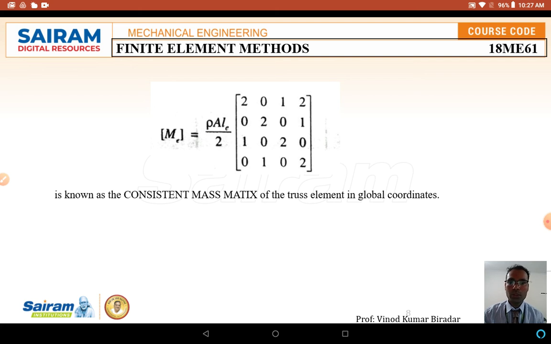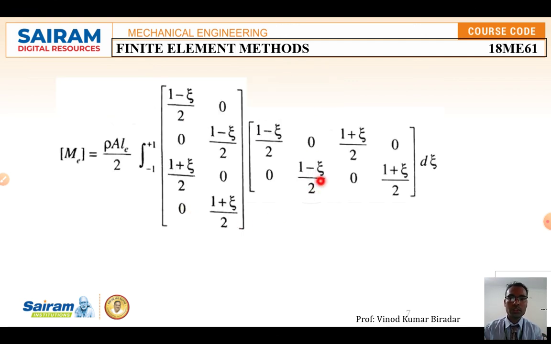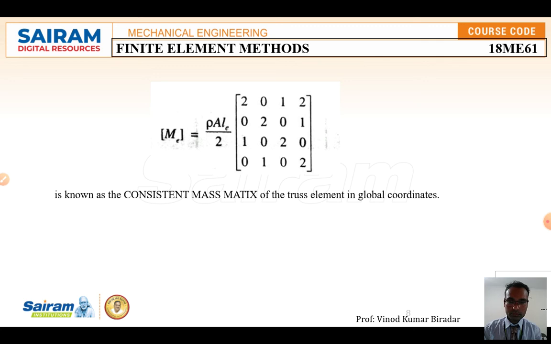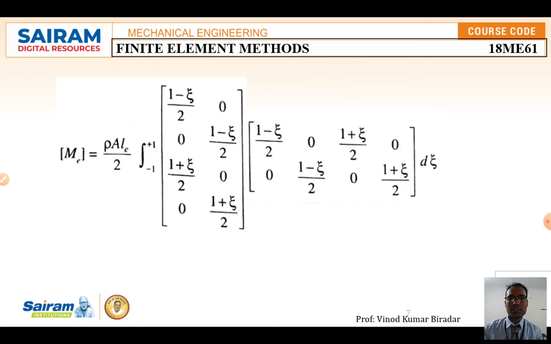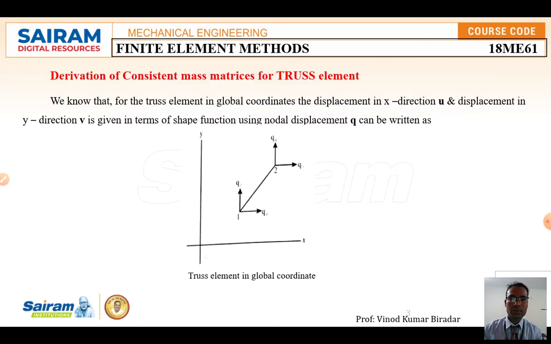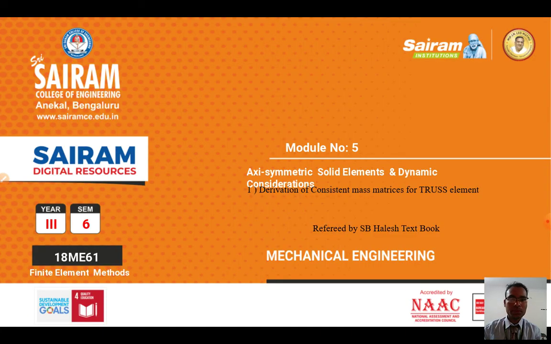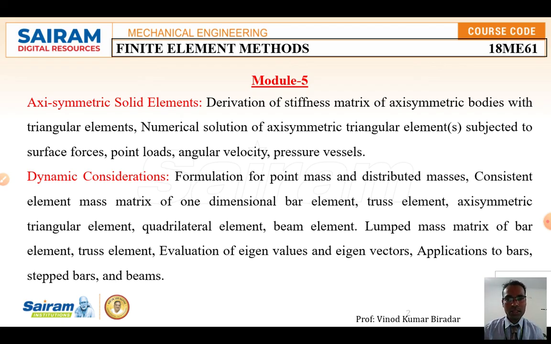You have to remember that this symbol indicates the density, that is the mass density. They will give some constant value. Here is the area, and this is the length of the given truss element divided by 2. If you simplify this, you are going to get this equation. This is the final equation for the consistent mass matrix for the given truss element, and you have to remember it. This derivation is very important from the point of view of examination.